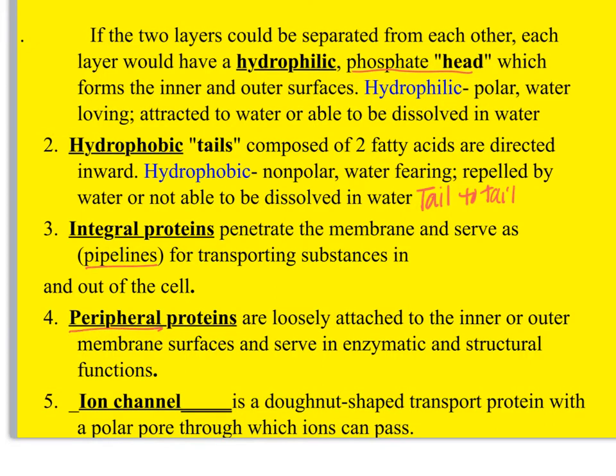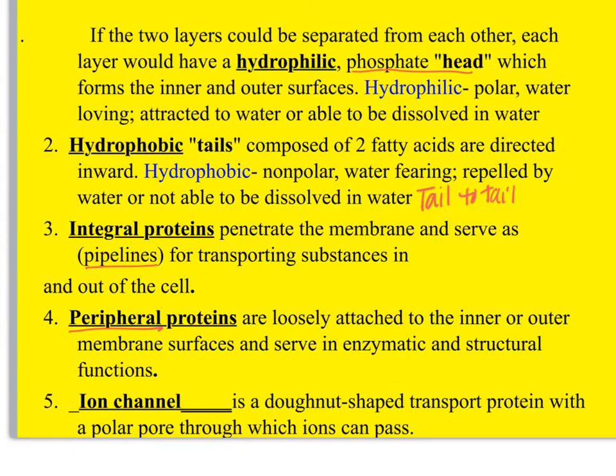So they're going to be either attached to the inside or attached to the outside of the membrane, and they're not going to actually go through the membrane like an integral protein would. These are typically either going to be enzyme proteins, or they might help form the structure of the cell membrane. Then you have ion channels.